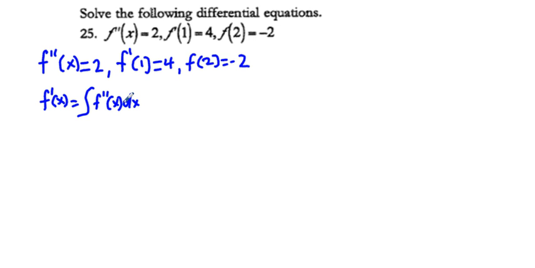So what we can do is substitute in for f double prime of x. We can substitute in 2 for that since we know this is 2. So if we come over here, we're going to have f prime of x is equal to the integral of 2 dx, and what that's going to be equal to is 2x plus c.